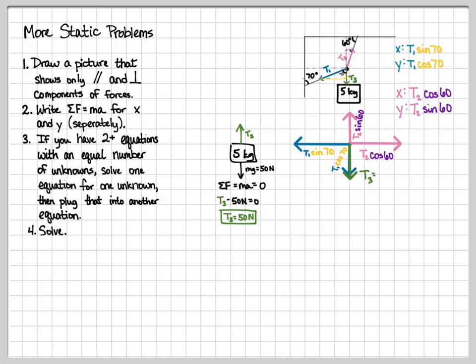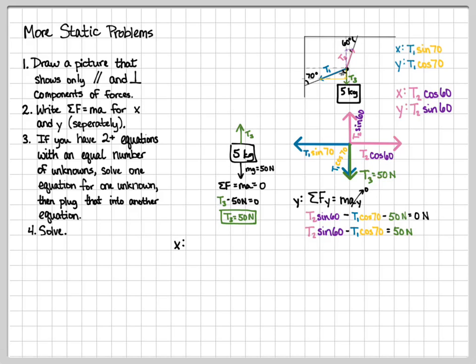So let's start with my y equation. Sum of the forces is equal to mass times acceleration. We know the acceleration is 0 because it's a static problem. Positive T2 sine 60 minus T1 cosine 70 minus T3, which was 50 newtons, is equal to 0 newtons. So I'm going to make it a little prettier. It's equal to 50 newtons. Okay. So that's all I can do in the y, because right now I've written one equation and it has two unknowns in it.